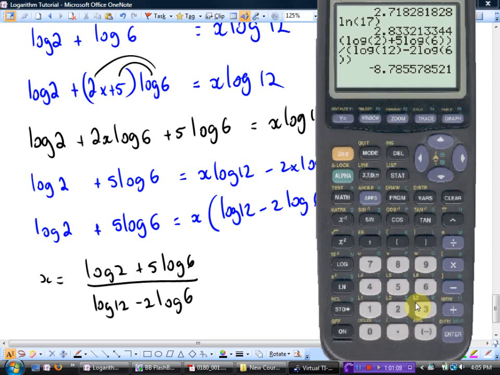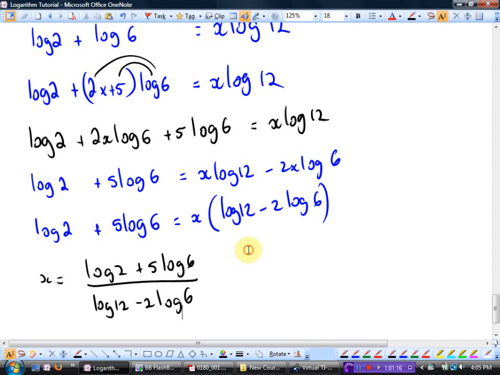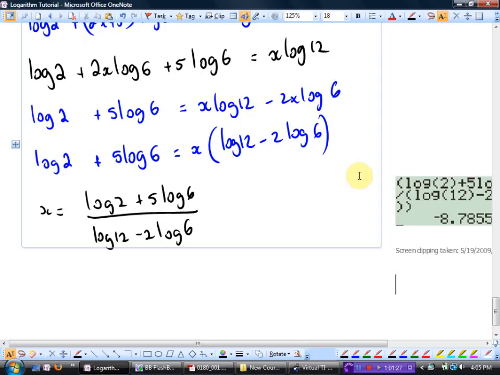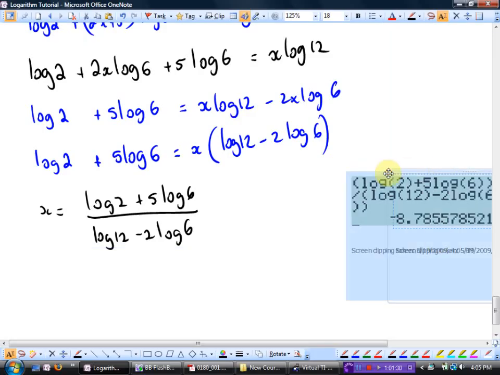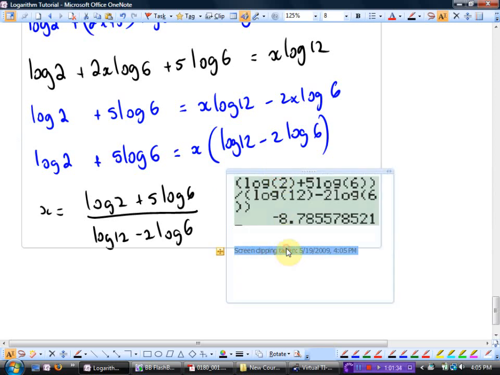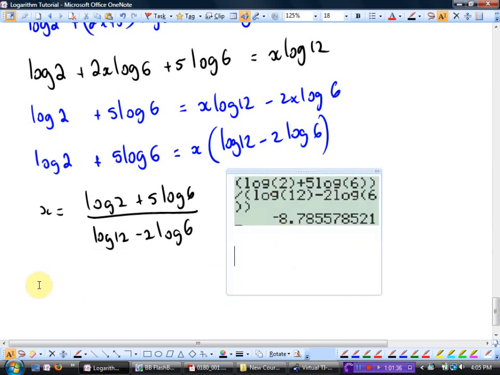That's it. That's important enough that I'm going to plunk that right in here. There. Now you can even see what we typed in. Isn't that cool?